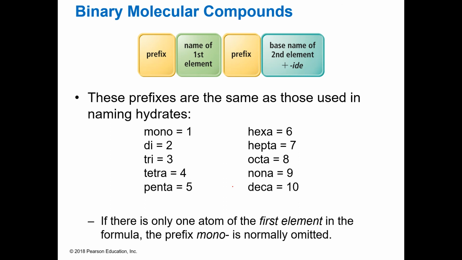1 is mono, 2 is di, 3 is tri, 4 tetra, 5 penta, 6 hexa, 7 hepta, 8 octa, 9 nona, 10 deca. Now, this is how we're going to do it. You're going to name the prefix and the first element holding its elemental name, then the prefix of the second element, and it, like ionic compounds, is going to end in "ide." Now, if your prefix is 1 for your first element, you do not include it.